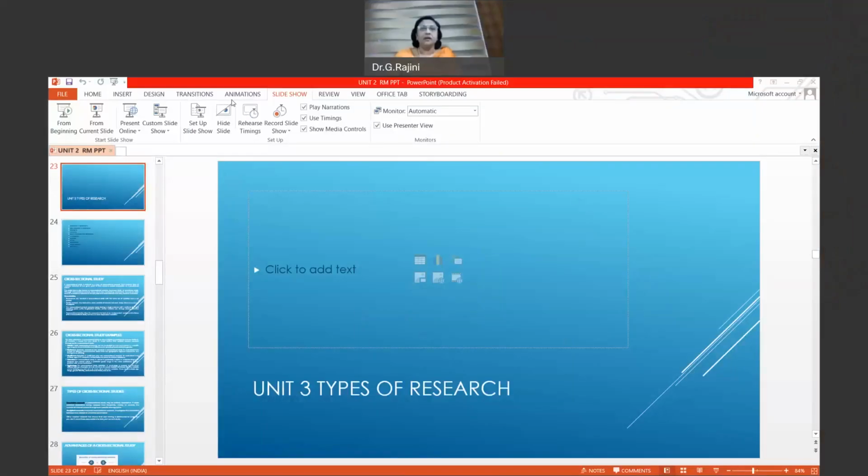So when we look into types of research, you are supposed to go through research design as well, because many of the types will be overlapping. The types will be coming in the research design as well. So what we need to do is look at the classifications of research design, and we'll have the types as well.